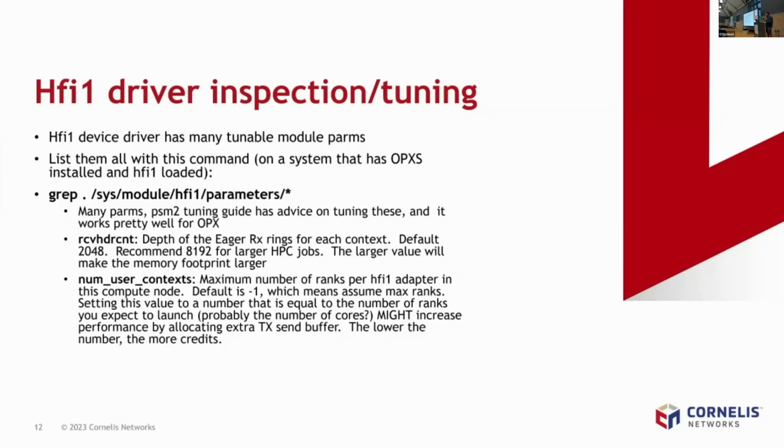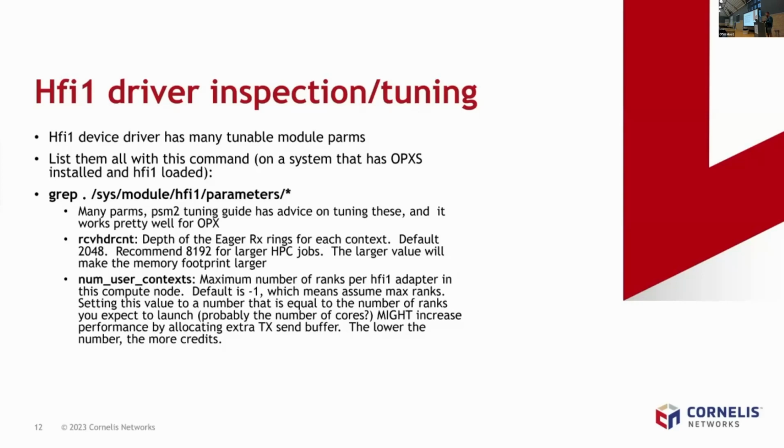And so if you're going to run fewer ranks than the processor you have in the machine has cores, and you set this number of contexts lower, it's actually going to make things faster, because we're going to allocate the resources and know, hey, even though they might run 96, we only have to deal with 64 because that's what they told us.